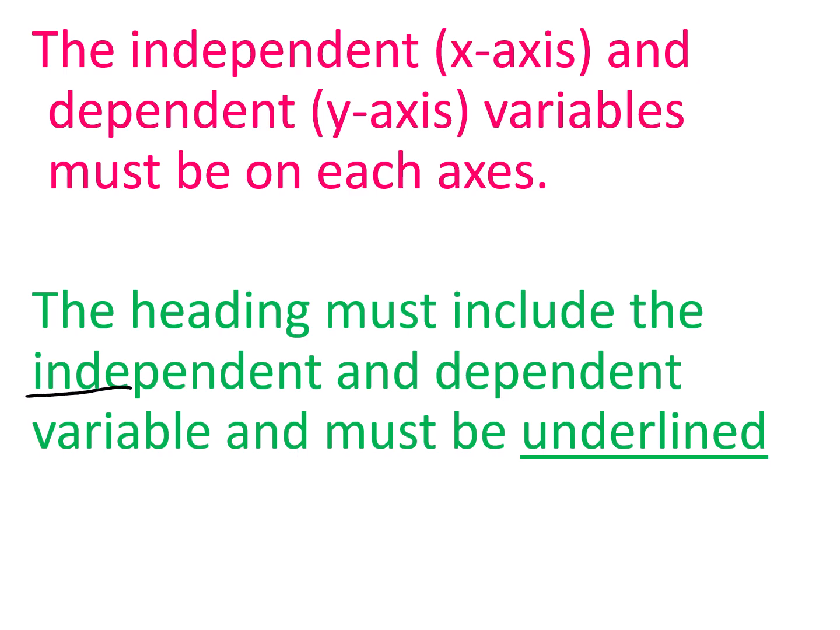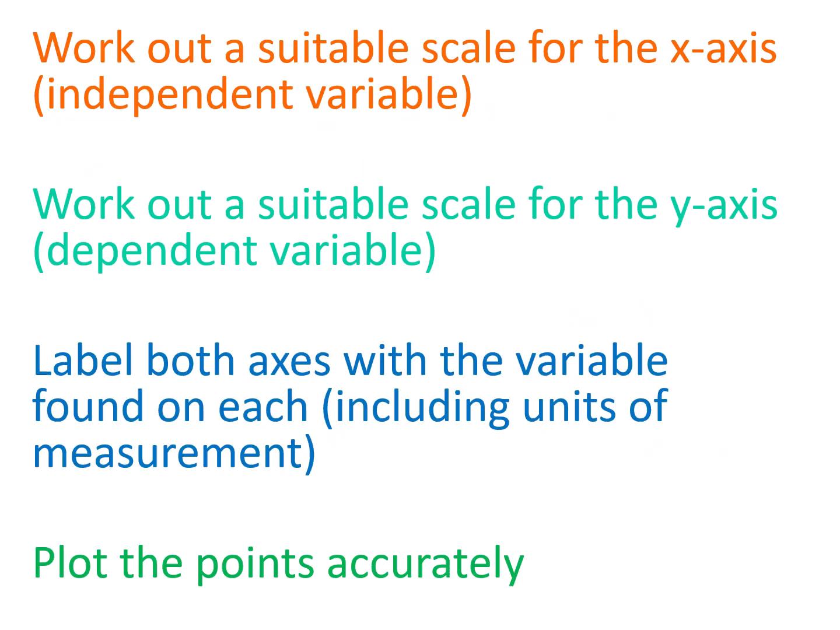Remember, independent is the one that I can control. Dependent is the one that I can't control. Heading, again, must be underlined in ink and it must be printed above. Then you've got to again work out a suitable scale for the x and the y. Suitable meaning starting from 0 and going up. I find a lot of the time learners try and skip the 0 and then just start from 5. No, it has to start at 0.